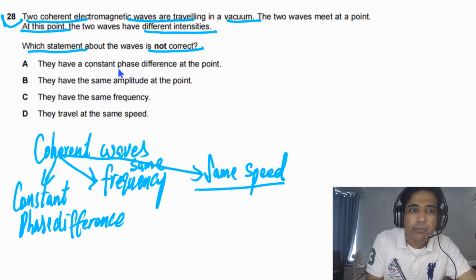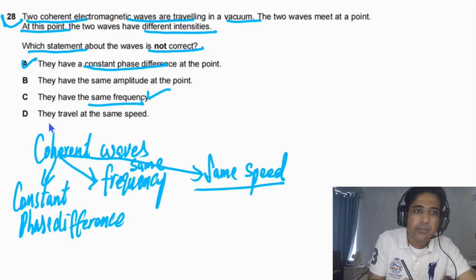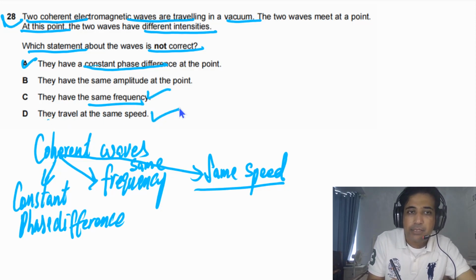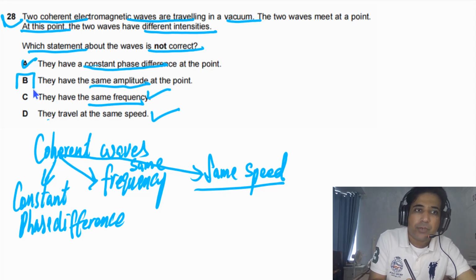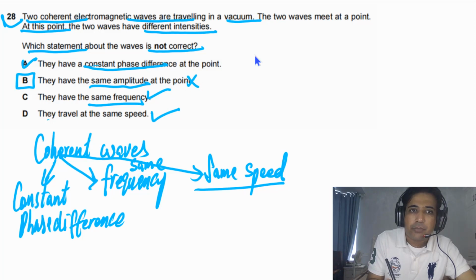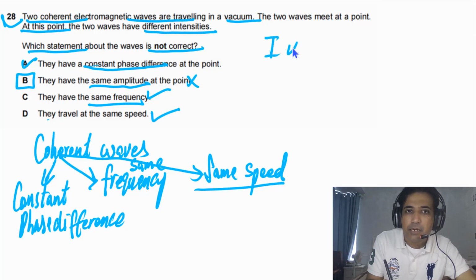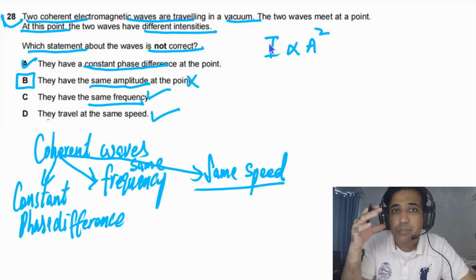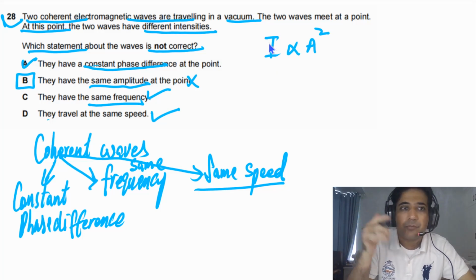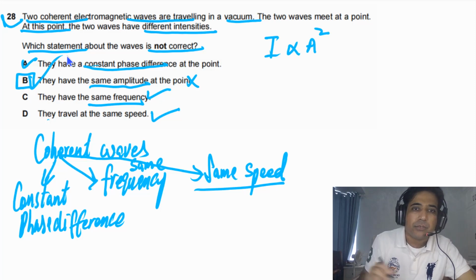Now if you look at given options, constant phase difference, this is right. They have the same frequency, this is right. They travel at the same speed, yes. They have the same amplitude, this is incorrect, so this one is the answer. This is incorrect because intensity is directly proportional to amplitude square. If intensity is different, it means amplitude has to be different. So the answer for this question is B.